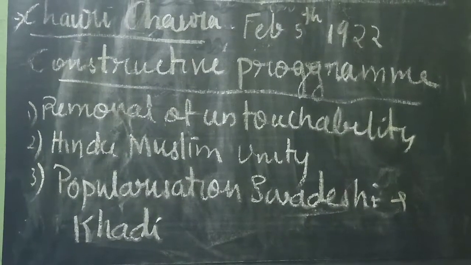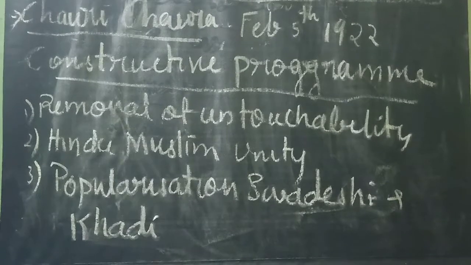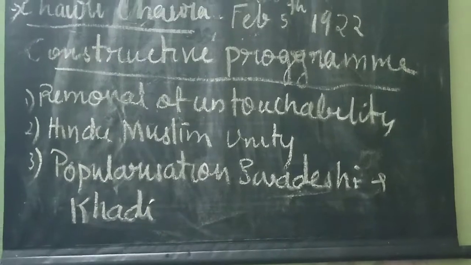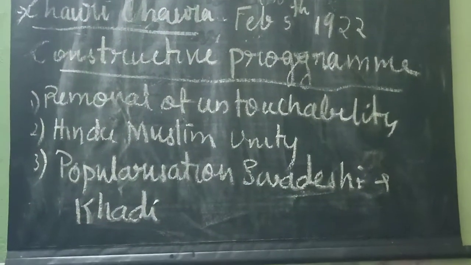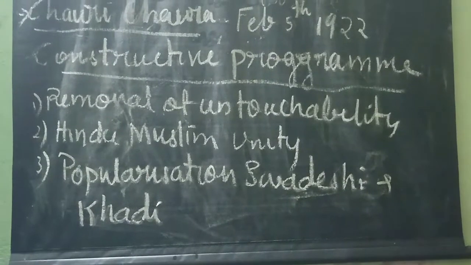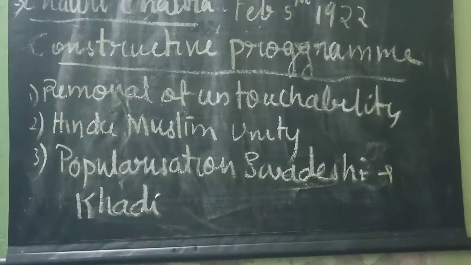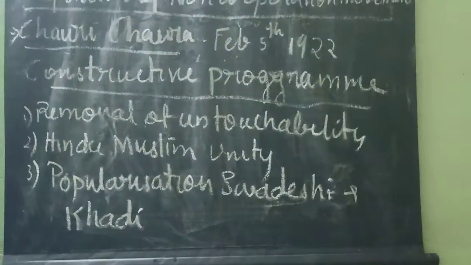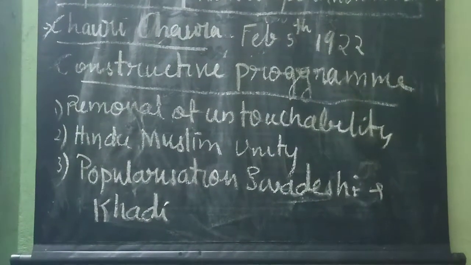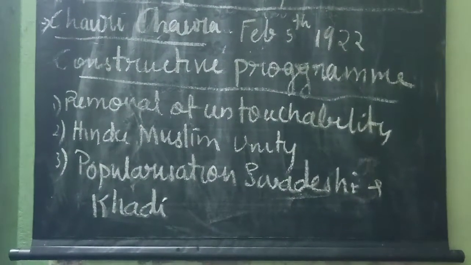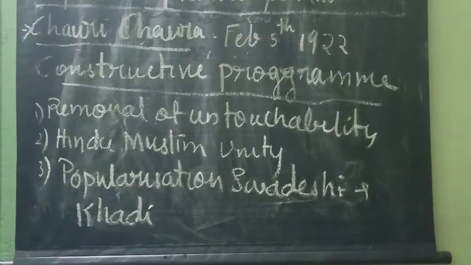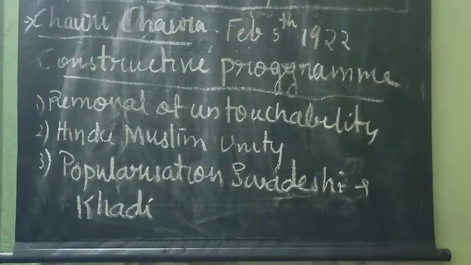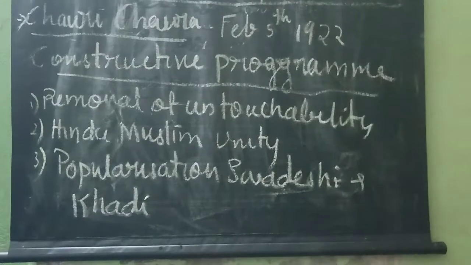This infuriated the demonstrators. They set the nearby police station on fire and killed nearly 22 policemen who were inside. Okay, when the police fired at the peasants, the angry peasants set fire to the police station and killed 22 policemen inside. This incident is called the Chauri Chaura incident. It took place in Chauri Chaura village in Gorakhpur district in Uttar Pradesh, on February 5th, 1922.